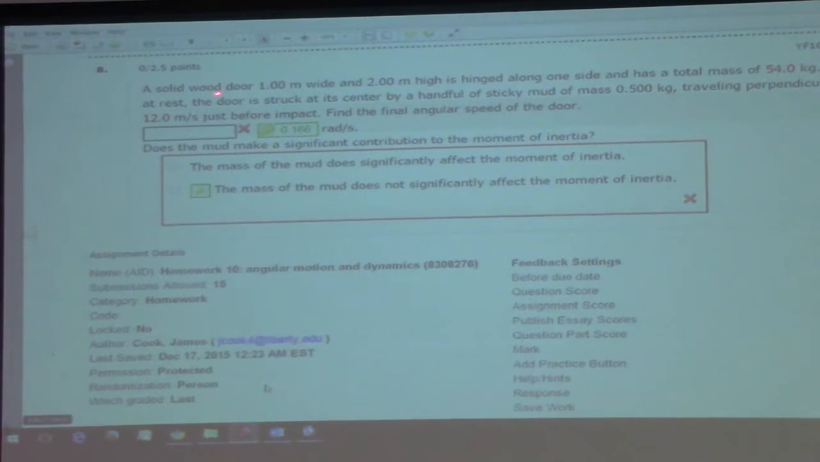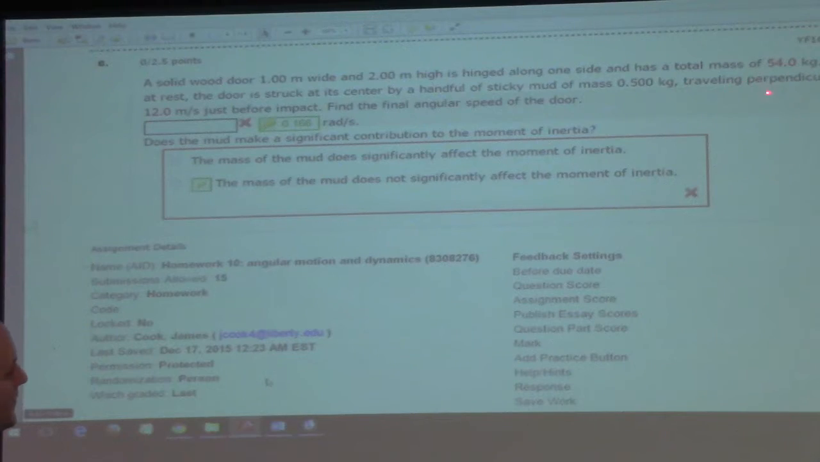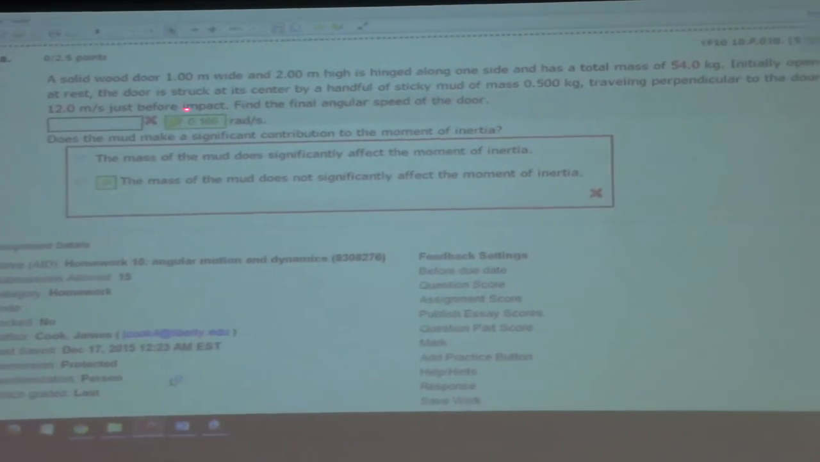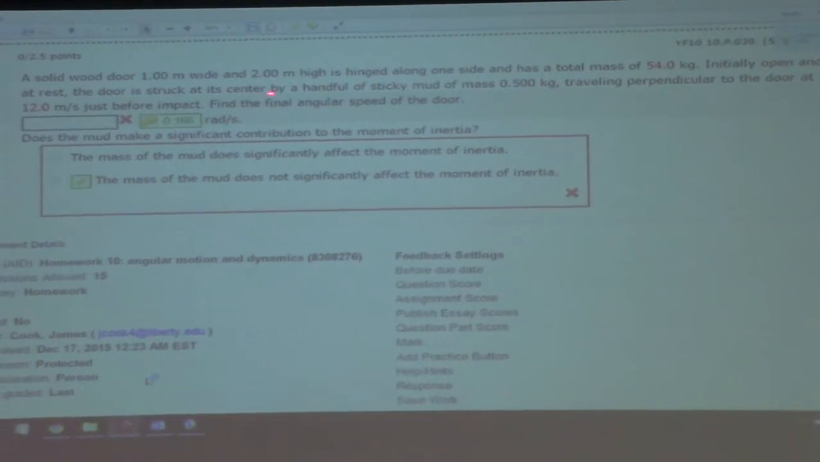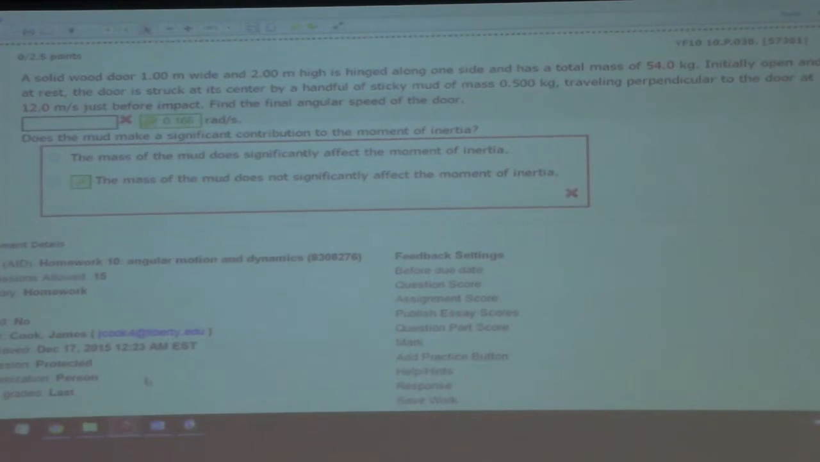We have a solid wood door, 1 meter wide, 2 meters high, hinged on one side, total mass 54 kilograms, initially open and at rest. The door is struck at its center by a handful of sticky mud, traveling perpendicular to the door at a given speed just before impact. Find the final angular speed of the door. All right. Yeah, so this is a conservation of angular momentum problem.